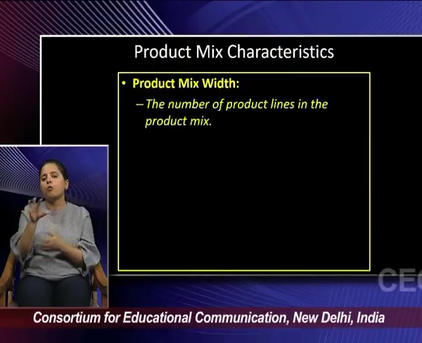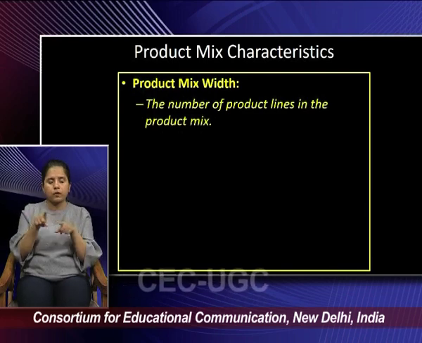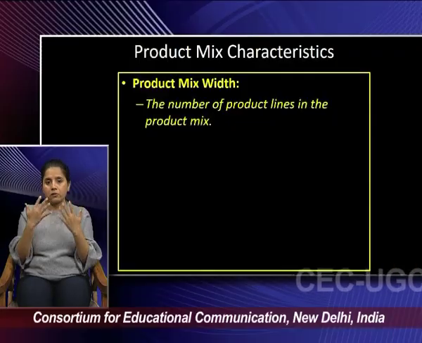Product mix width: when we talk about product mix width, what does it mean? The number of product lines in the product mix. Suppose a company is dealing in 10 different segments or 10 different types of product lines, you can say that this company has 10 product lines. So, it gives us an idea of the width of that company, the magnitude, the extent of this company's dealings, that it is dealing in 10 product lines. So, the number of product lines in the product mix is called product mix width.